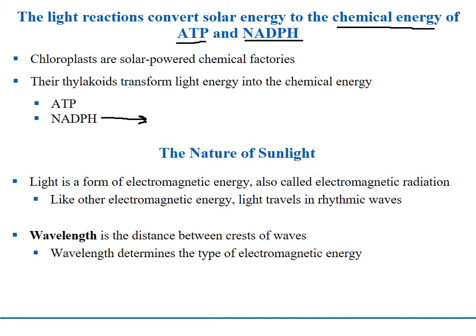Sunlight is all electromagnetic energy. We can also refer to it as electromagnetic radiation, and it works in the same way as all of the other electromagnetic energy on the planet in terms of wavelengths. When we talk about a wavelength, we're talking about the distance from one peak to the next peak, from here to here. The distance between these two points, the length of that wave, determines the kind of electromagnetic energy that you have.